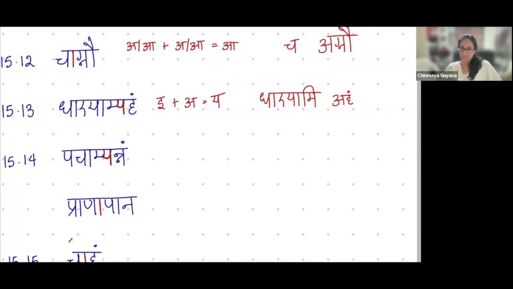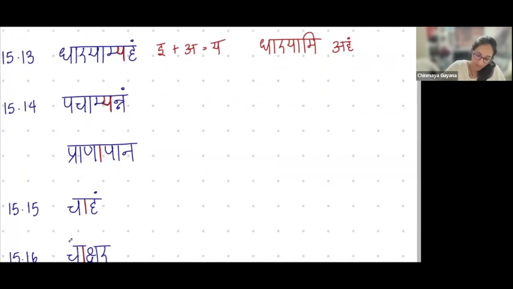Pachamyanam. Pachamyanam is again a plus a equals a. So the words that made it would be pachami.